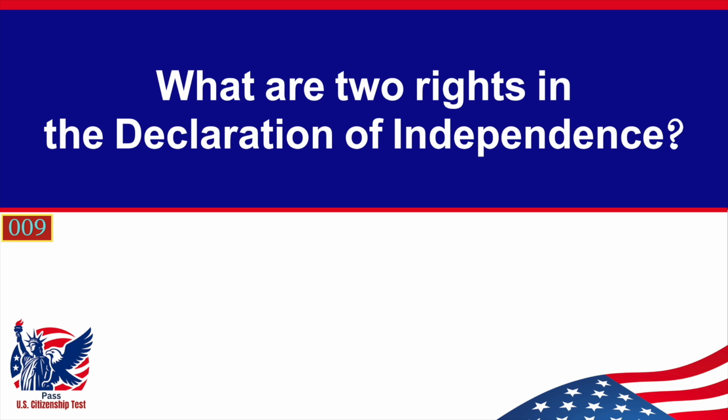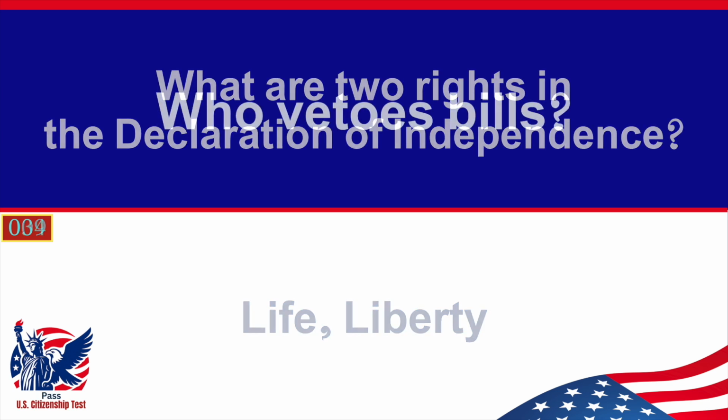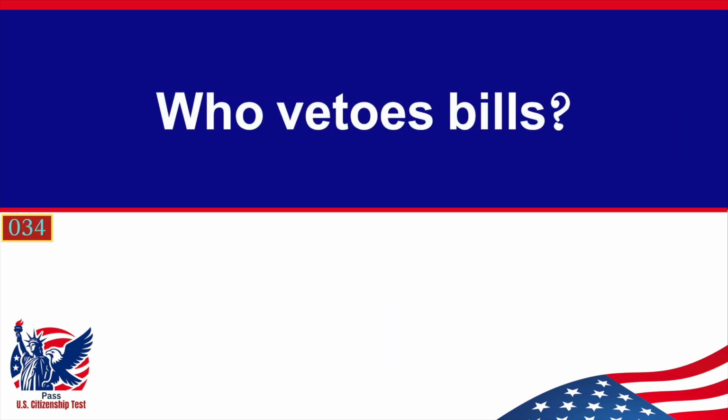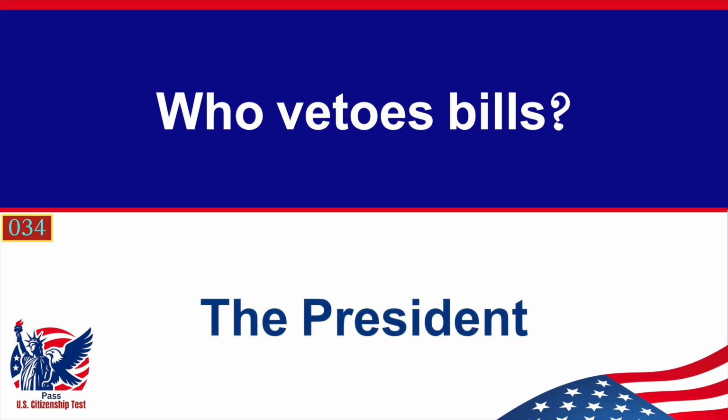What are two rights in the Declaration of Independence? Life, liberty. Who vetoes bills? The President.